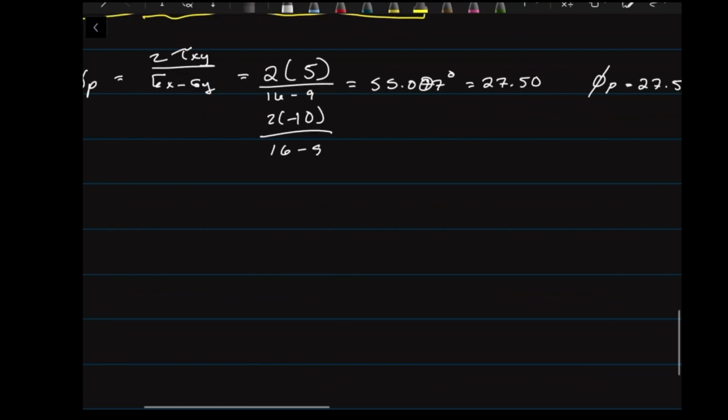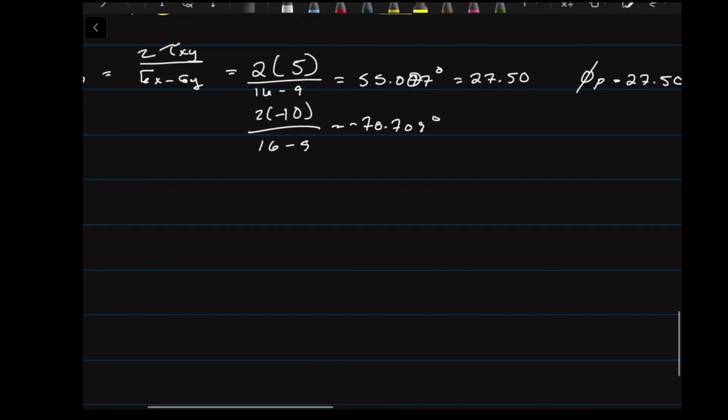And now let's do the other one. 2 times negative 10. What is that? That's negative 20. That's a good number. That's a nice number. I like it. And 16 minus 9. I've got negative 20 over 7. That's good. Now we're going to take the inverse tangent of that. I've got negative 70.709 degrees. That's good. And then we're going to, again, divide it by 2 because that pesky 2, he just doesn't go away.